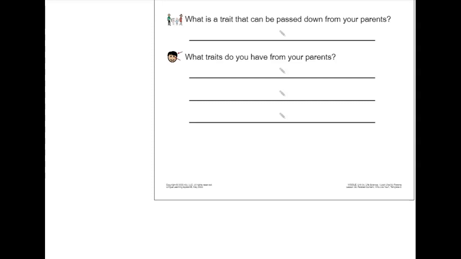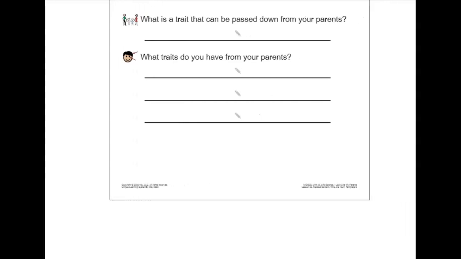Okay, so now I want you to think about, first of all, what is a trait that can be passed down from your parents? One trait that can be passed down is hair color. Okay, there are many, many traits. That's just one. So now I want you to think about what traits you have from your parents. So look at what you look like and look at what your mom or your dad looks like and try and come up with 3 traits that you have from your parents.